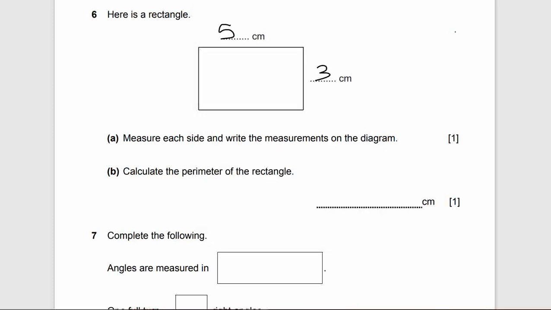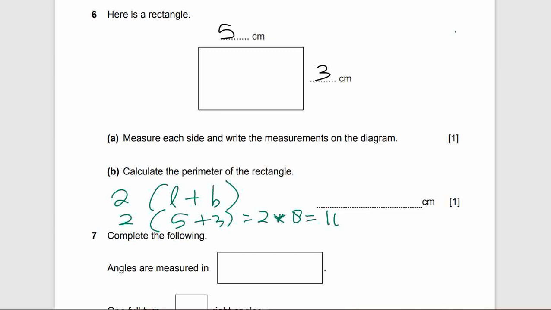Measure each side and then calculate the perimeter. The perimeter will be length plus breadth, and 2 times of that. So 2 times of 5 plus 3 is 2 times 8 equals 16. So 16 is the answer.